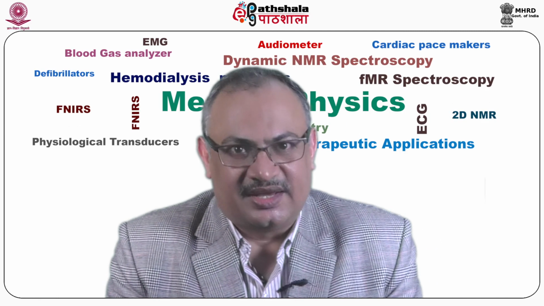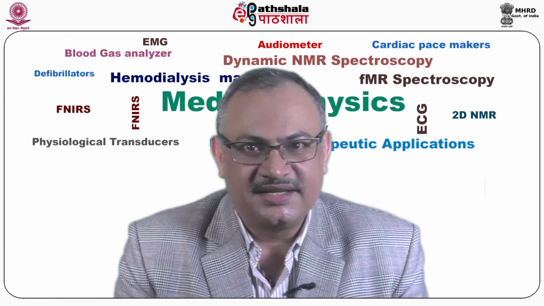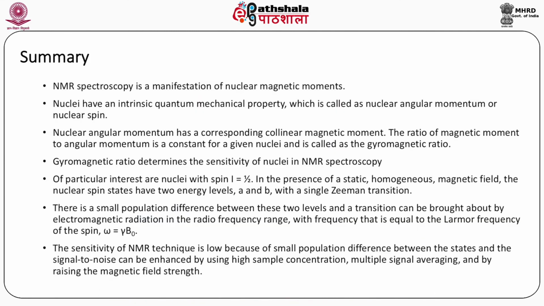So, with this we come to the end of this presentation, and I would like to summarize whatever we have learnt here. NMR spectroscopy is a manifestation of nuclear magnetic moments. Nuclei have an intrinsic quantum mechanical property which is called nuclear angular momentum or nuclear spin. Nuclear angular momentum has a corresponding collinear magnetic moment. The ratio of magnetic moment to angular momentum is a constant for a given nucleus and is called the gyromagnetic ratio. Gyromagnetic ratio determines the sensitivity of nuclei in NMR spectroscopy.